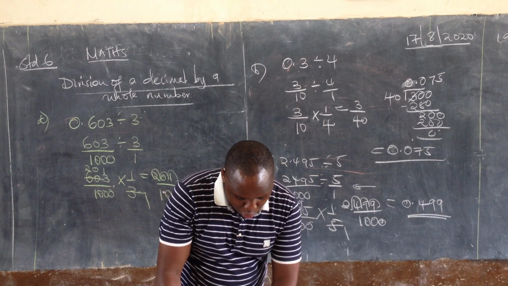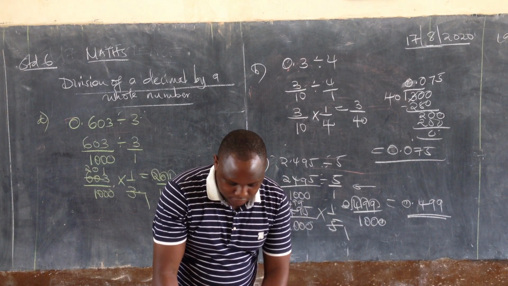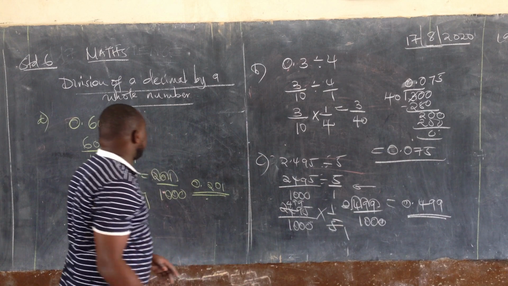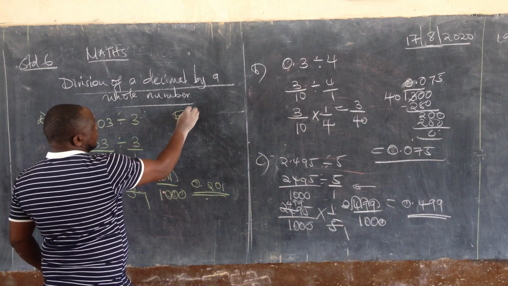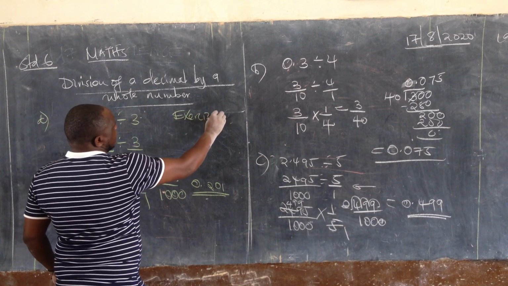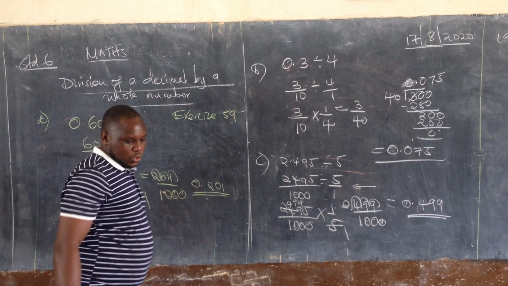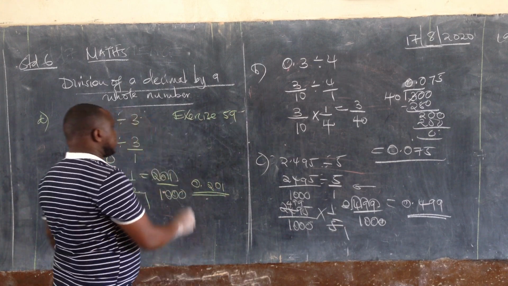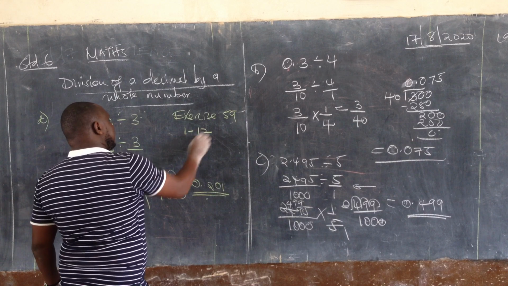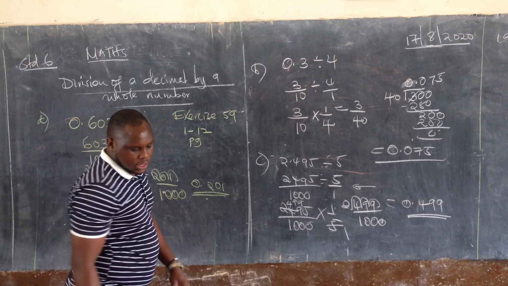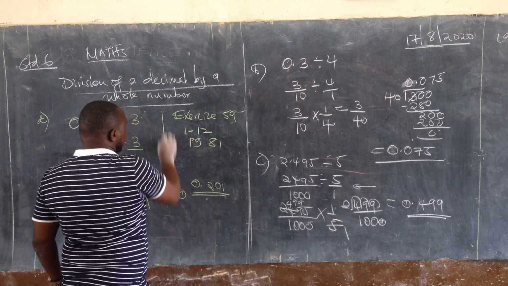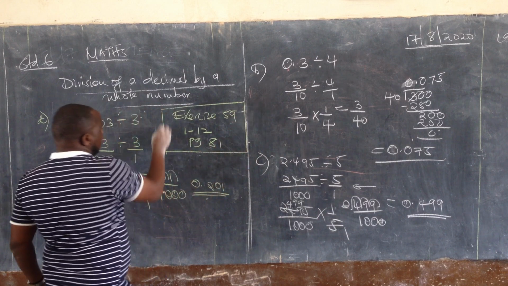So I want to give you some more. Exercise 59. You're going to do for me number 1 up to 12. Number 1 to 12. That is going to be found on page 81. Learner, be careful.